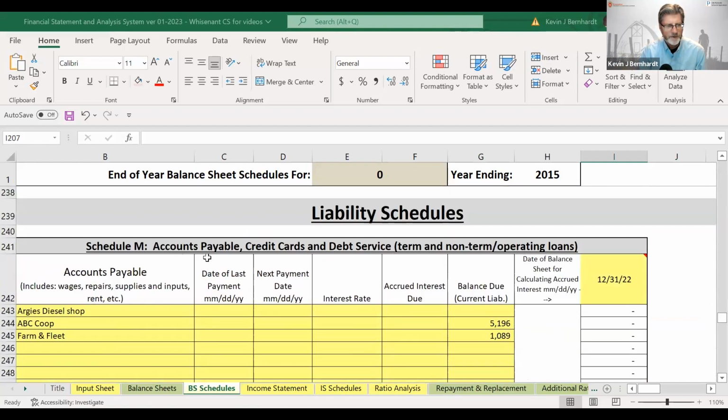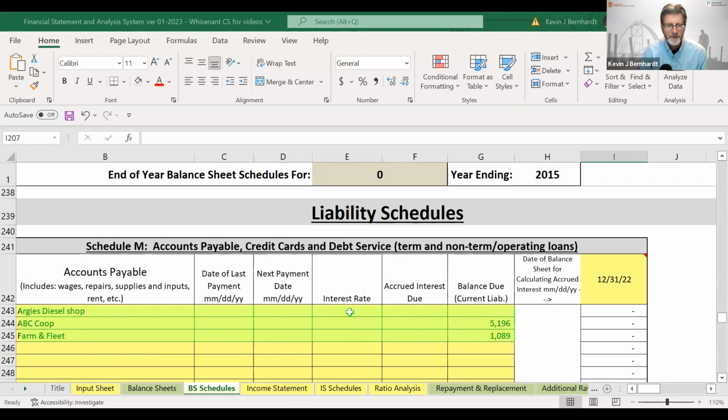Let's go back up to the top of Schedule M, and we have three items for accounts payable. We have ABC Co-op, and we owe $5,196 on some kind of bill there. There is no interest, so we don't have to worry about that. And we could record the date of the last payment or the date that the payment is due. We should probably record it, but it doesn't change any of the calculations. Argy's Diesel Shop is one that's also there, but we don't have anything there. So let's fill that out.